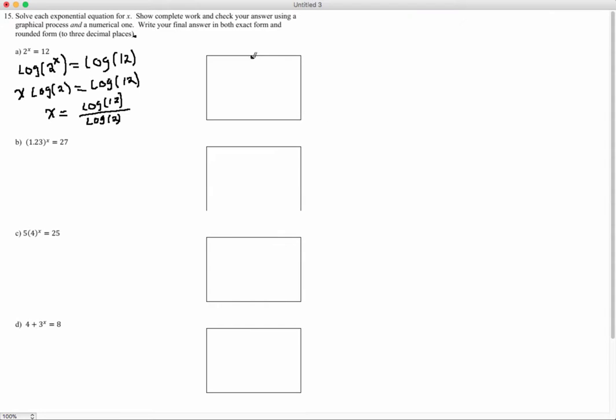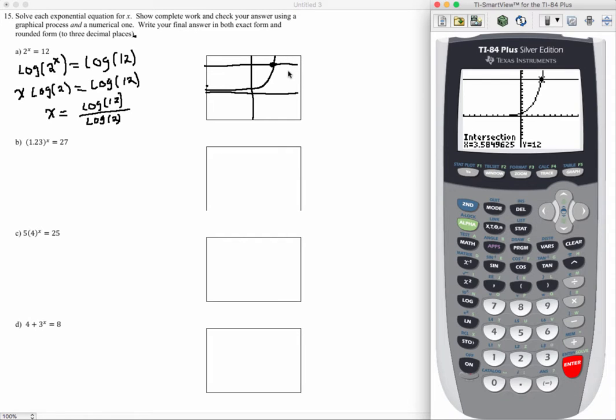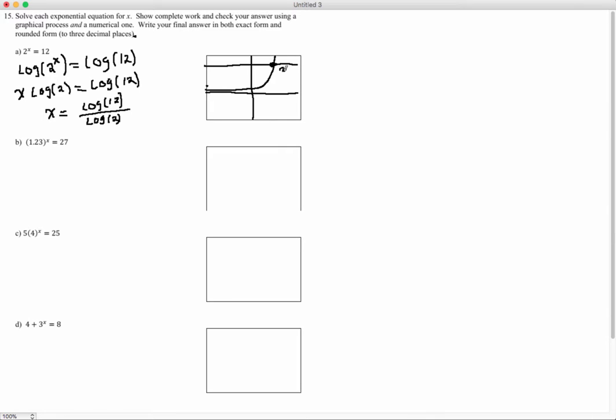Okay, so we need to give a reasonable sketch of this in the viewing screen right here. So what did we see? I saw an exponential that got hit by a horizontal line, and that appeared to be at about 3.5849625. Okay, now you could have rounded that off to like 3.585, but I'll give as many places of accuracy as we've got on the calculator. And be sure and put an x and a y in there so you know which one is the x-axis and which one's the horizontal line.